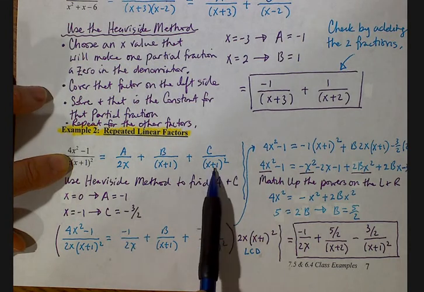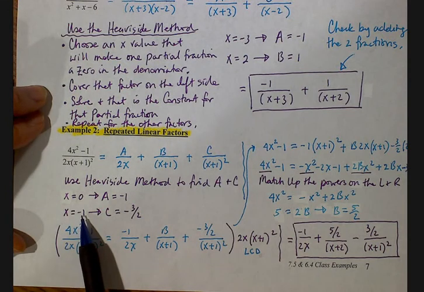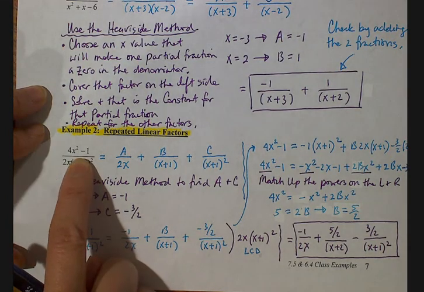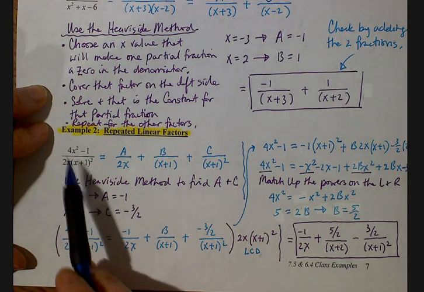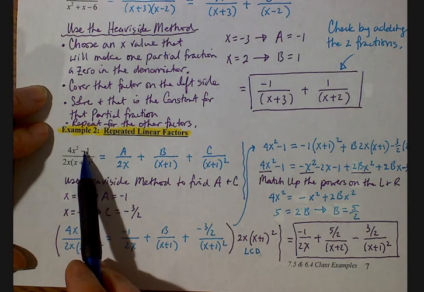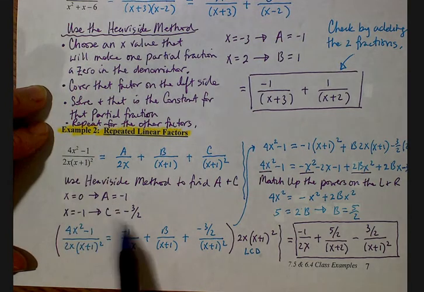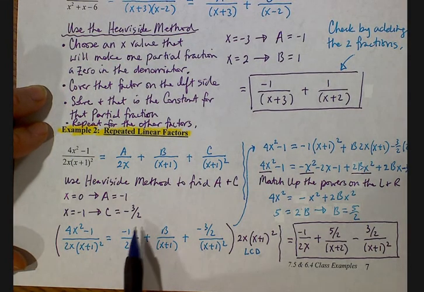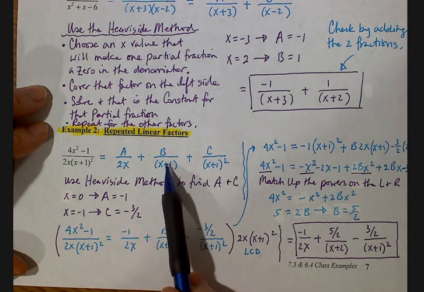Then I'm going to look at what makes this one 0, and that would be negative 1. So if x is equal to negative 1, I'm going to cover up this side here. And so if I put in a negative 1, that gives me negative 3 up on top, or 3 up on top, and then in the denominator I have a negative 2. So that will give me a c value of negative 3/2. Okay, so the Heaviside method works quite well for a and c. Now the problem is with b.